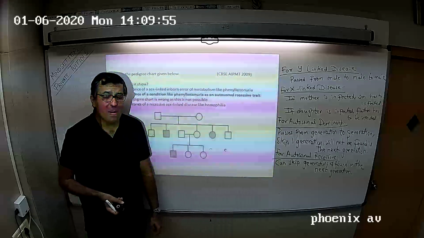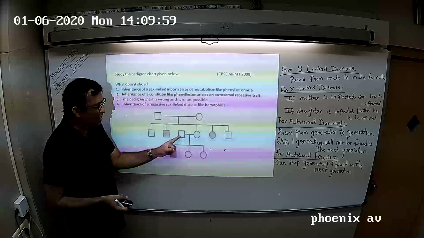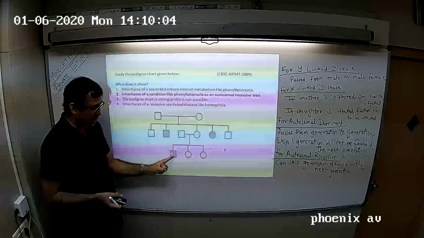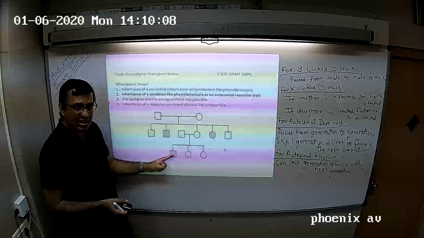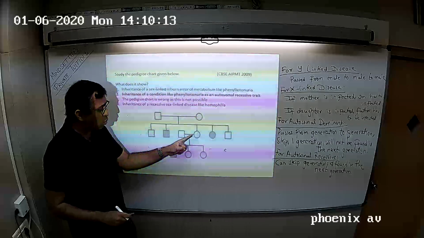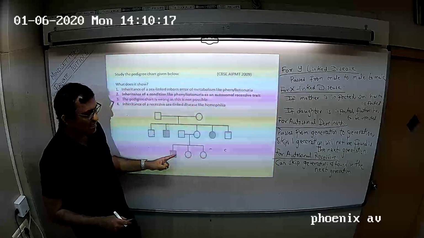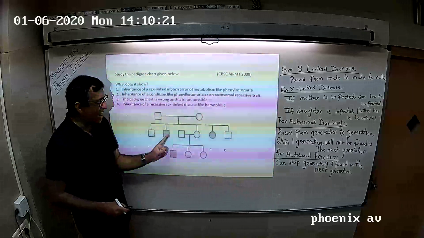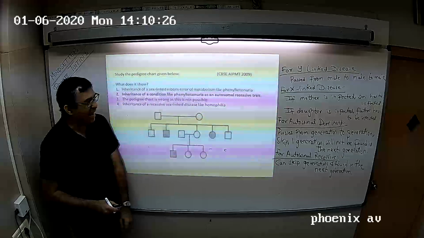Is it autosomal dominant? In autosomal dominant, if it skips one generation, it should not be found in the next generation. And it has skipped one or two generations and found in the next generation. So which is this disorder? This is an autosomal recessive disorder, can skip generations and found in the next generation.